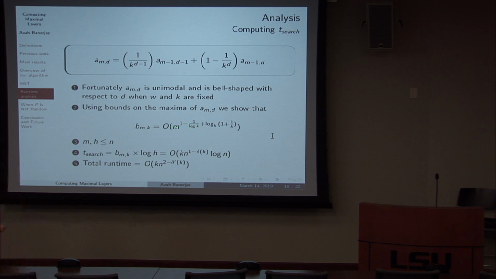And so you get this extremely hideous expression. But it's less than 1, and that's all that matters. So if we add this to this, we get this. So the total runtime is k n to the power 2 minus delta prime k.